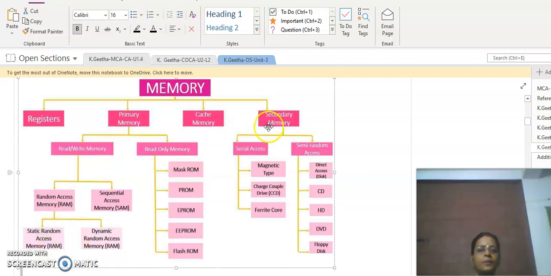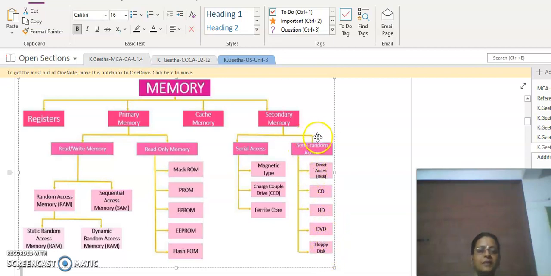Now coming to the secondary memory, again the secondary memory can be classified into two categories based on the access, whether it permits serial access or semi-random access. The devices that come under the category serial access are the magnetic tape, the CCD (charge coupled device), and the ferrite core. All these storage devices come under serial access in the secondary memory. And then semi-random access: the direct access disk, the compact disk, the high definition disk, the digital versatile disk, the floppy disk, all these come under the category semi-random.